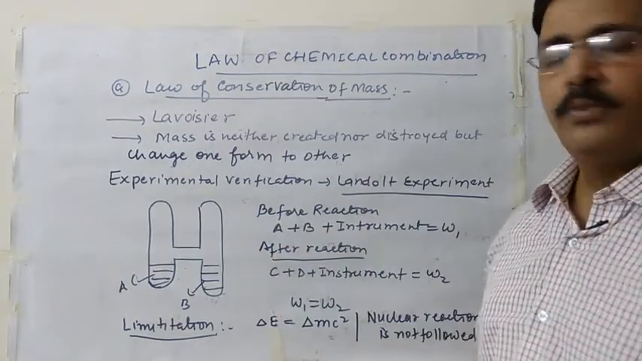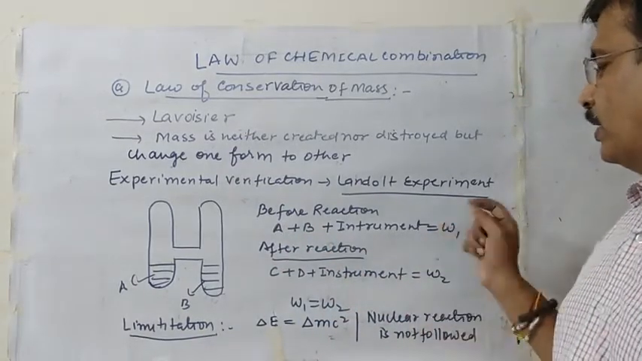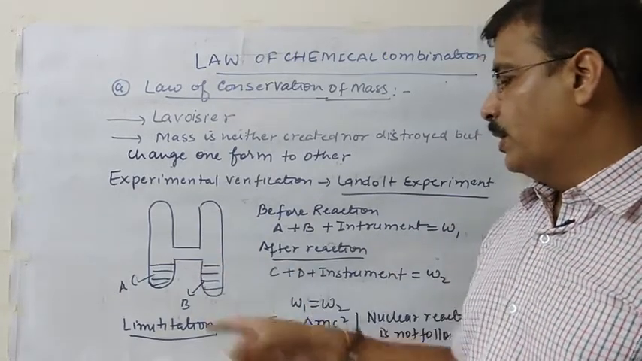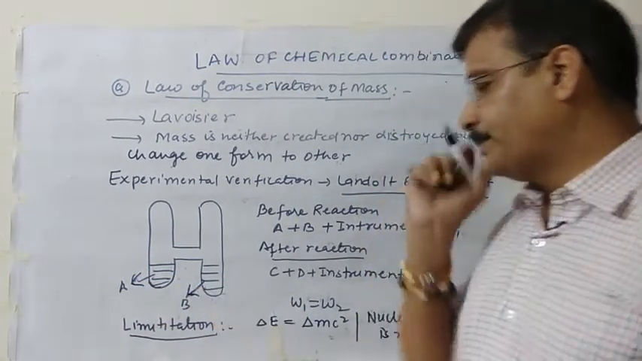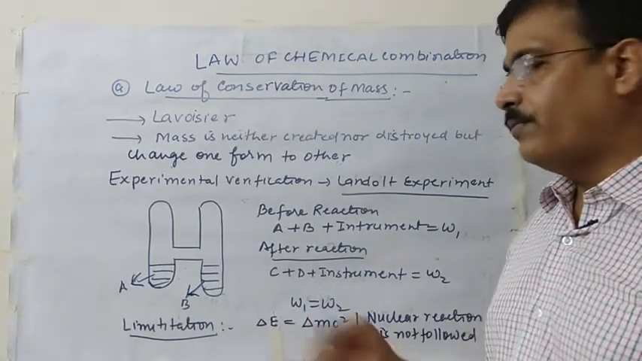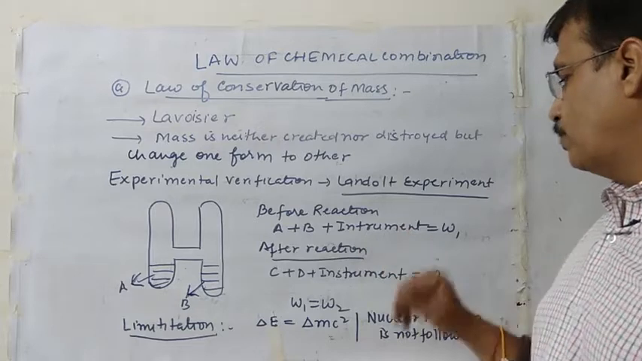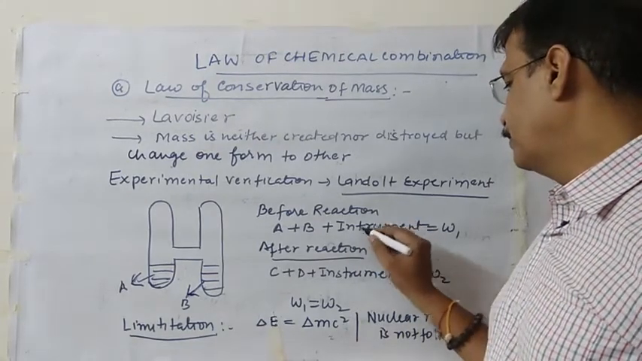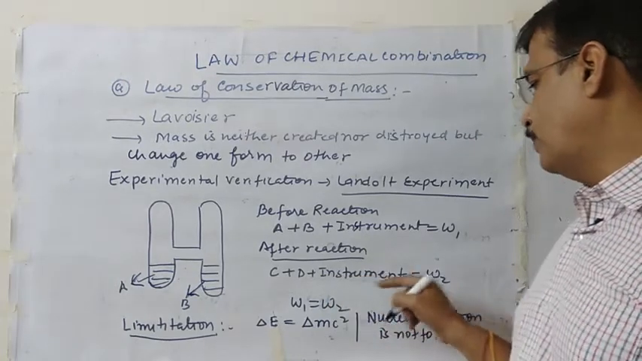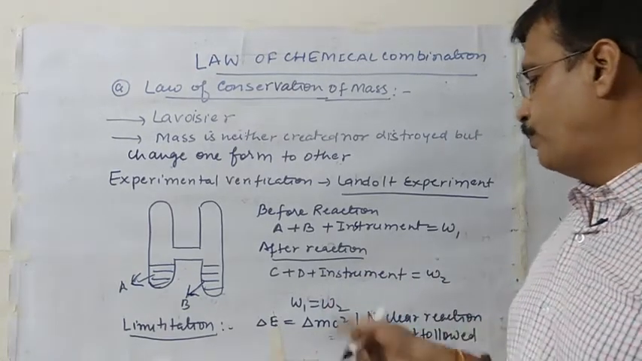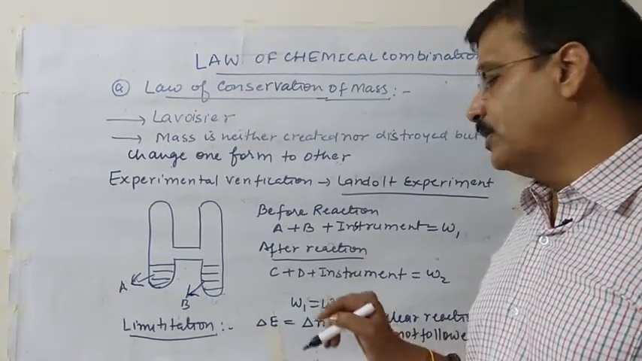Clear? Now this is actually explained with the help of an experiment. Experimental verification was given by Landolt. Landolt's experiment used an H-type tube. The first arm has compound A, and the second has compound B. A and B react, then form C and D. So before the reaction, the weight of compounds A plus B and the instrument is W1, and after the reaction, the weight of C plus D, whatever is formed, and the instrument is W2. So before and after the reaction, the weight never changes, it is always constant. It means it proves the law of conservation of mass.